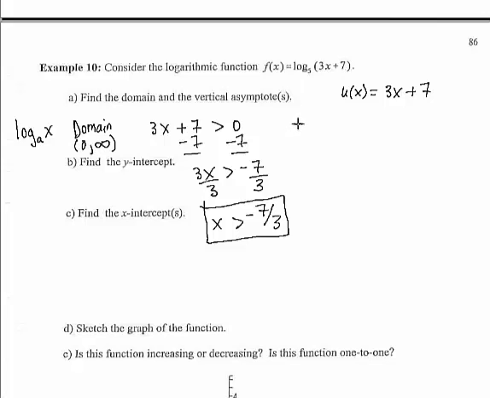If you wanted to write the domain of f in interval notation, we would just simply write, not negative infinity, but the domain would start at negative 7 over 3 and continue out to infinity.